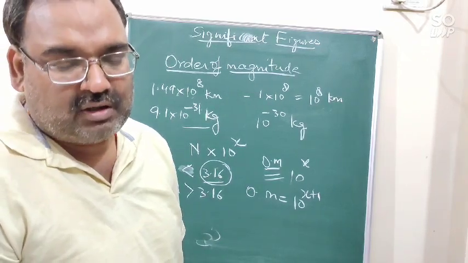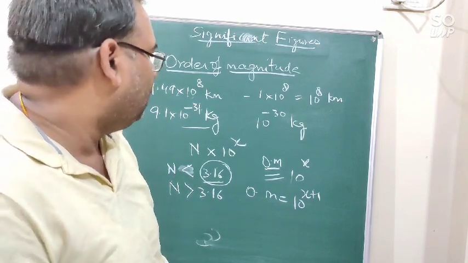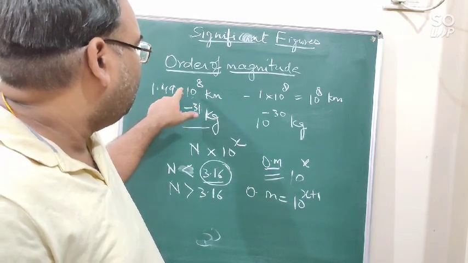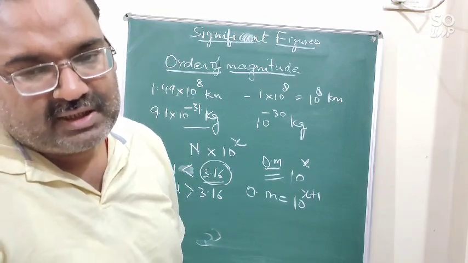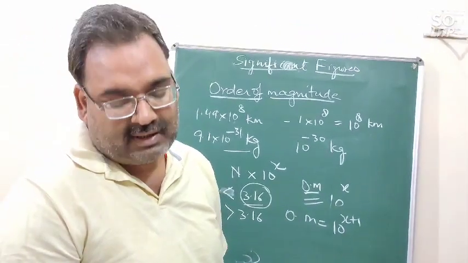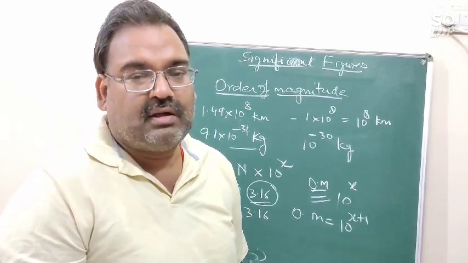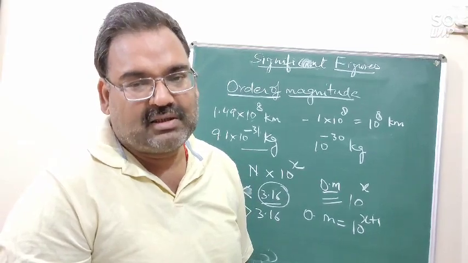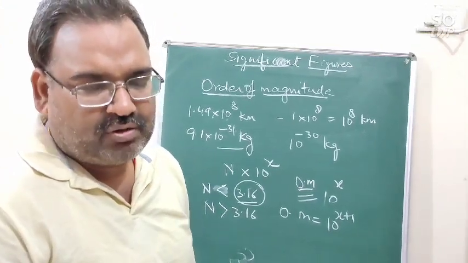So this is all on significant figures and order of magnitude. For order of magnitude, you have to remember that if the value n is less than 3.16, then the order will remain the same, and if the value is greater than 3.16, then the order of magnitude 10 raised to power x will increase to 10 raised to power x plus 1. So please go through the lesson, try to do a small number of numericals based on significant figures, and if there are any doubts you can ask me.